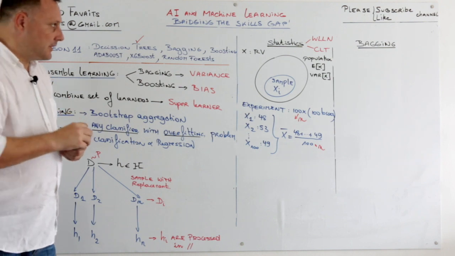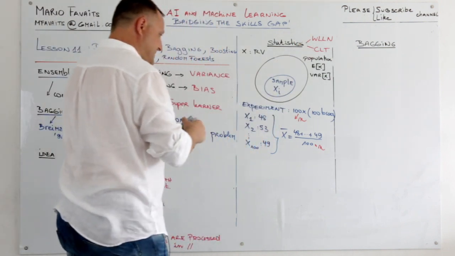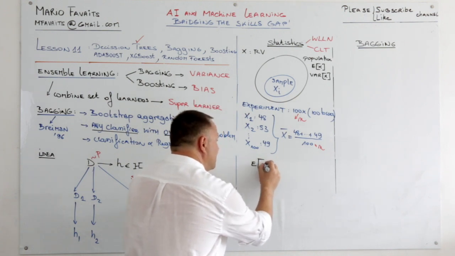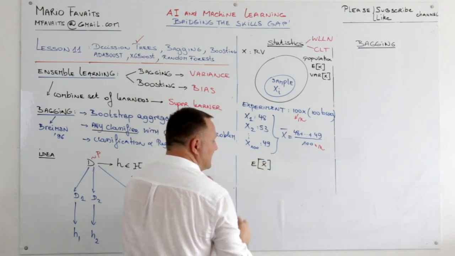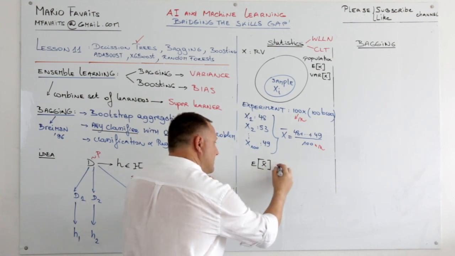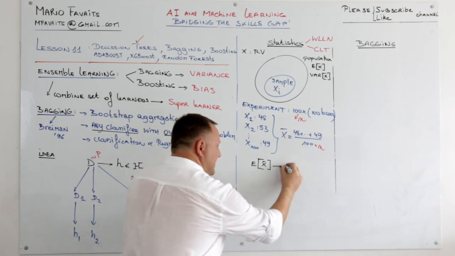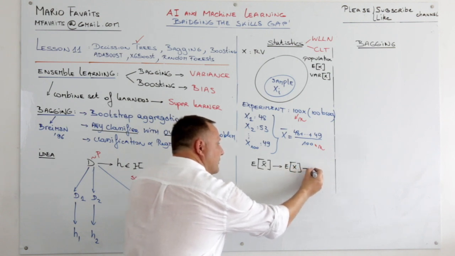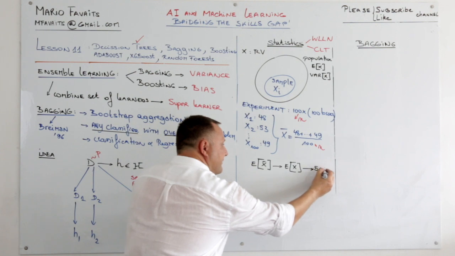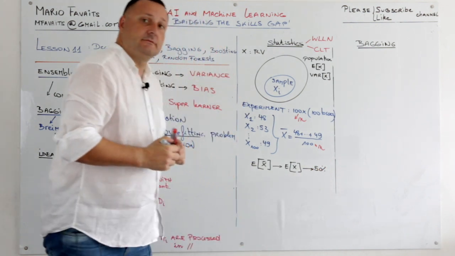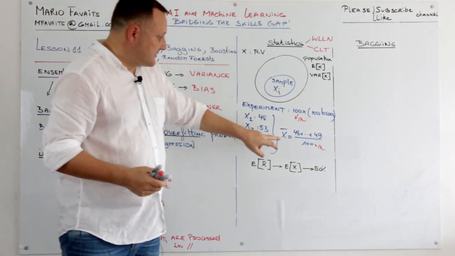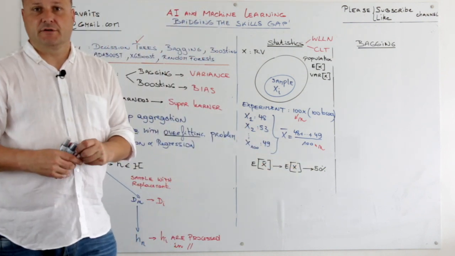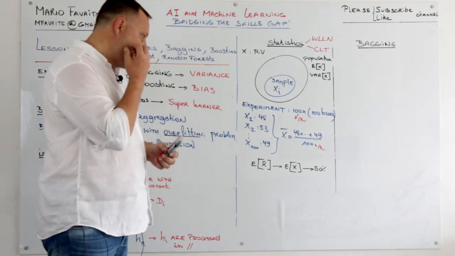Okay. Now, what does the weak law of large numbers say? It says that the expected value of the sample mean converges to the expected value of the population, and that will converge to 50%. So this number will converge to 50% when n is large. That's the whole idea.